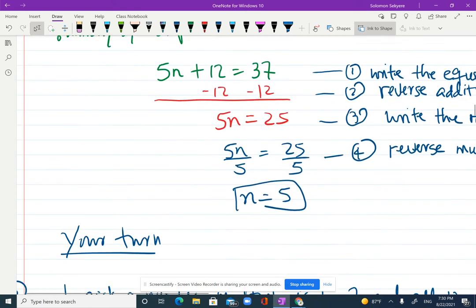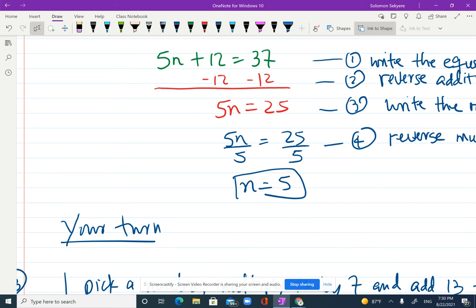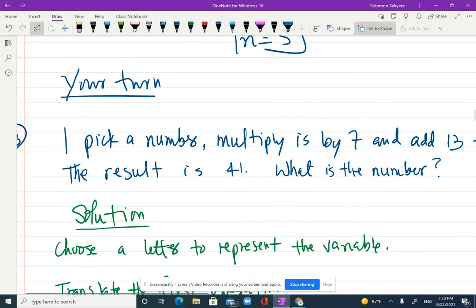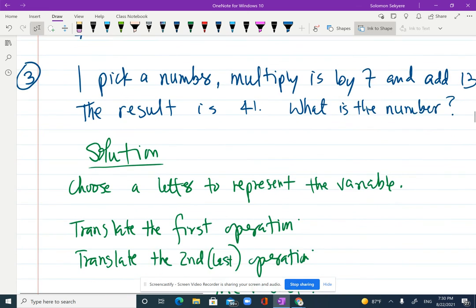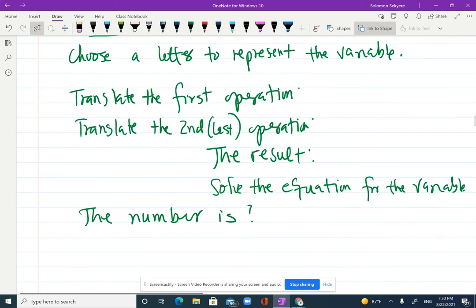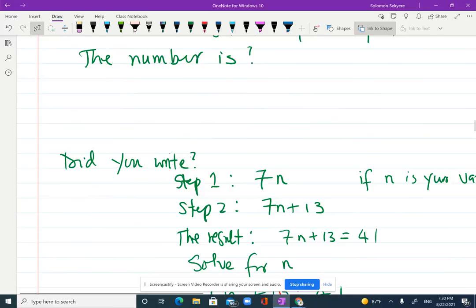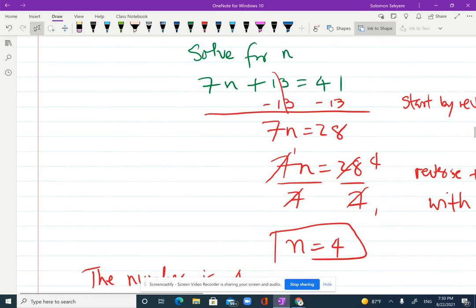Okay, so this is a summary of steps. First, we write the equation, then we reverse the last step, which was addition, with subtraction, and then finally, what? Reverse multiplication with division. You're done. All right, your turn. Do this one here. Okay, I give you the steps. All right, and there you have it.